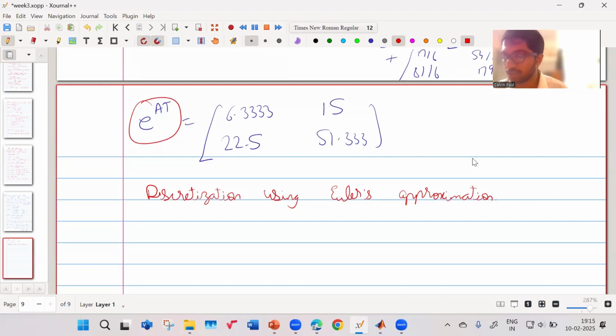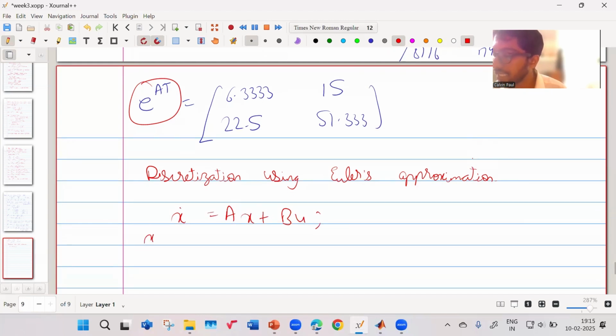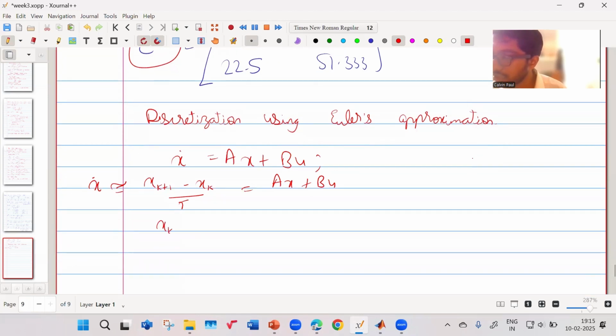So let us consider Euler's approximation. We have x dot equal to Ax plus Bu. What does Euler say? This derivative, you will write it as (x_{k+1} minus x_k) upon T. This is equal to Ax plus Bu. So he is approximating x dot by this. Can we do it? We can, if this T is very small, then it can accurately represent. So what do we do then? Our x_{k+1} minus x_k is actually A into T into x plus B into T into u.